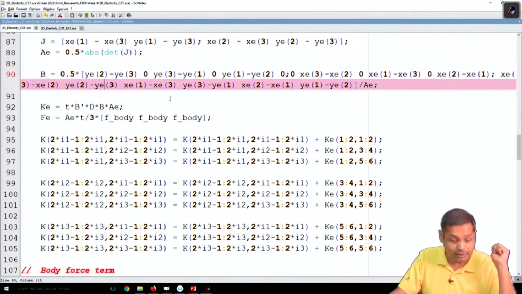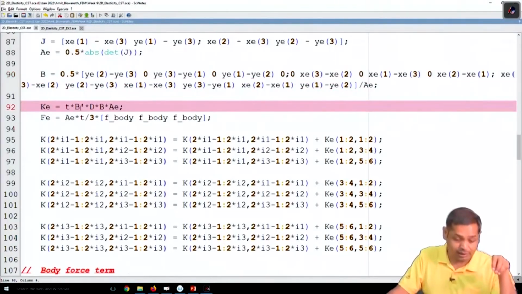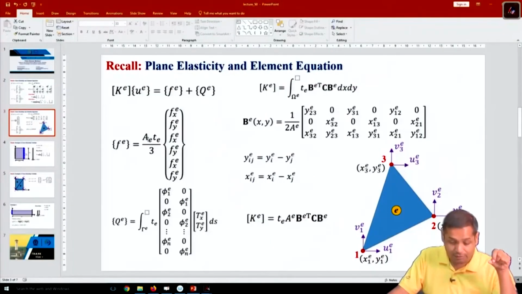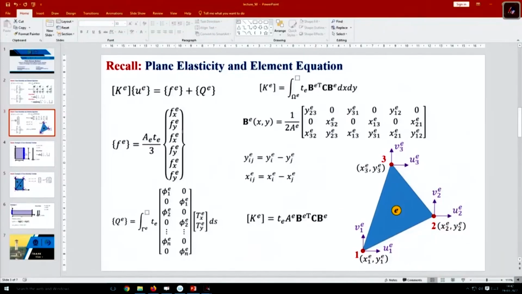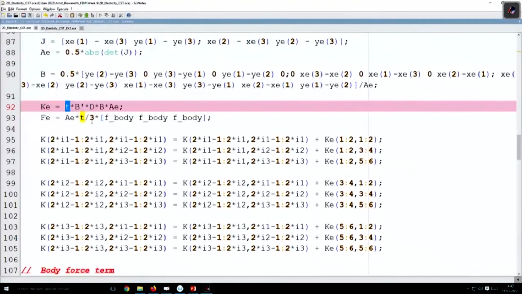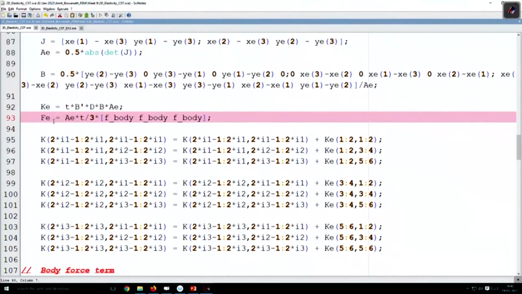This is the B matrix, which is constant, and once we have the B matrix, our stiffness matrix will be B transpose D B, where A is the area, multiplied by the thickness of the element. Similarly, FE will be this. This FE will be A into T by 3 into the body force term in the x and y direction. So once we have this, we have computed the element stiffness matrix and element body force term.